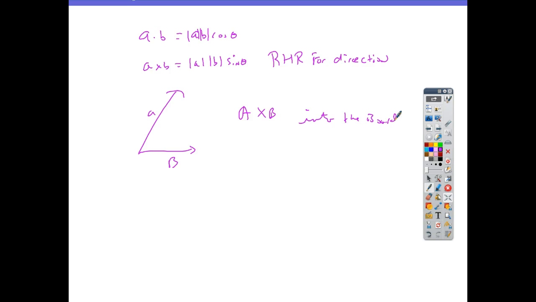Karate chop A again. Right hand rule. Okay. Sure. Okay, fine. And then it pops up. Which way is your thumb pointed? Down. Into the board is the direction of the vector.